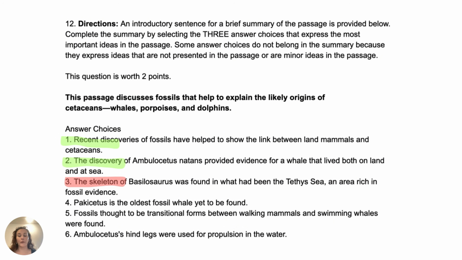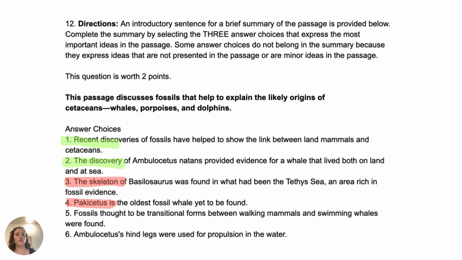What about number 4? We do not want to include choice 4. It is incorrect. It is true, it's factually true, but it's not the main idea. It's a minor detail. It's a small detail. The focus of number 4 is the age of the fossil, that it was the oldest. But that's not important to the main idea of the origins of cetaceans.